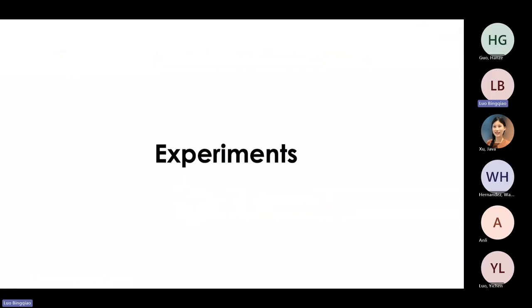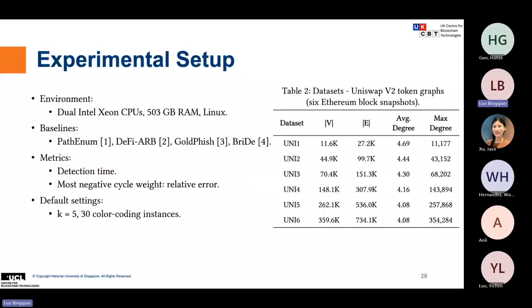Okay, with all this in mind, let's look at some of our experiment results. First, the experiment setup. To evaluate Reach, we conducted extensive experiments using the token graphs that we built on the Uniswap V2 pools. Uniswap is one of the most popular and famous decentralized exchanges on Ethereum. We select 6 datasets, each of them representing a market state of a different block. The largest one is Uni6, which includes about 360K vertices and 730K edges.